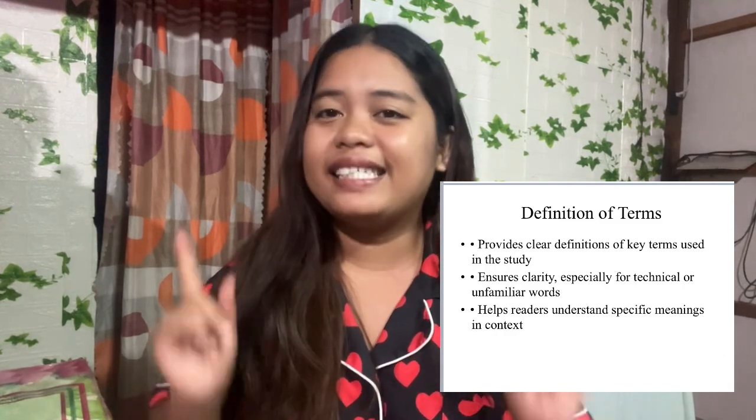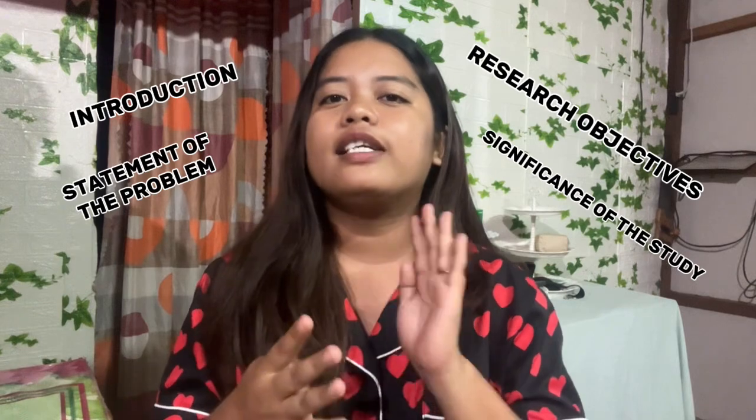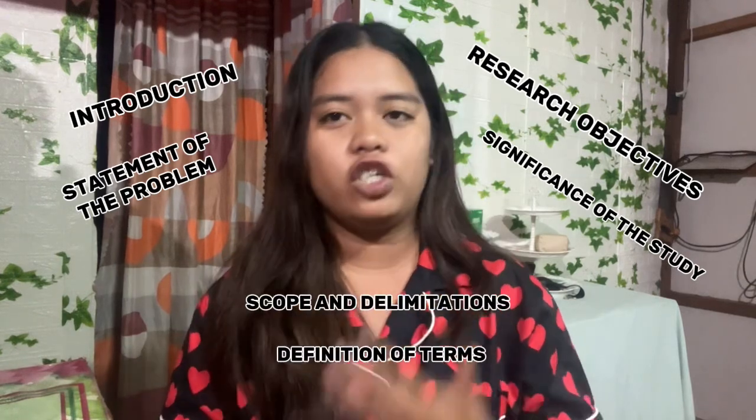And that's it. We've covered the key parts of Chapter 1 of a research proposal: the introduction, the statement of the problem, research objectives, significance of the study, scope and the delimitations, and definition of terms. I hope this breakdown helps you in writing your research proposal.